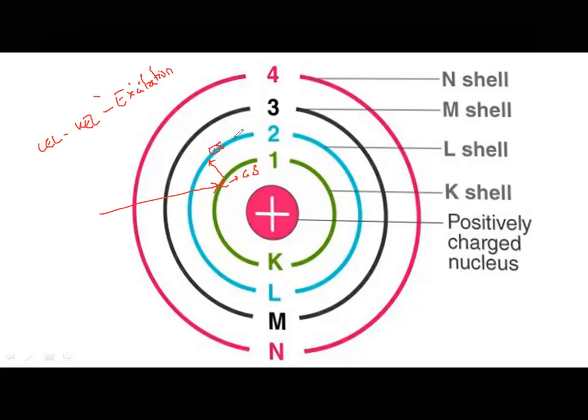Therefore, the electron will try to come back to its normal ground state by emitting energy, emitting radiation. When the electron jumps from a higher energy level to a lower energy level, it is called transition. When transition occurs, radiant energy is emitted. So this is all about Bohr's model.